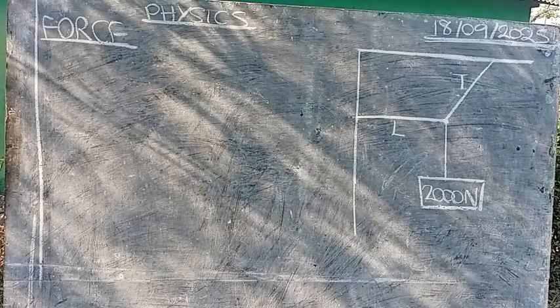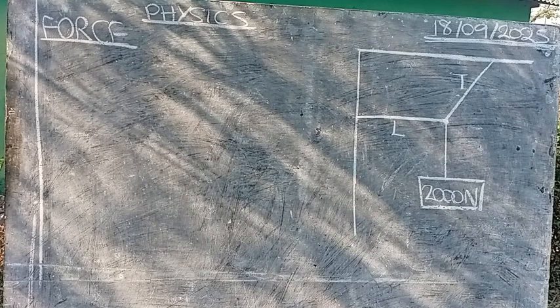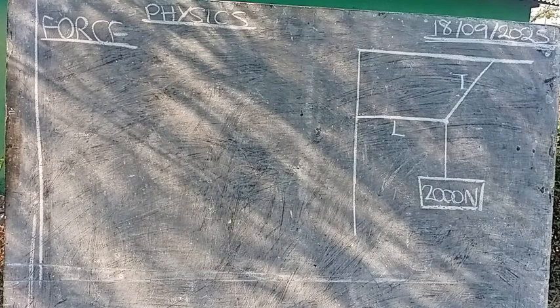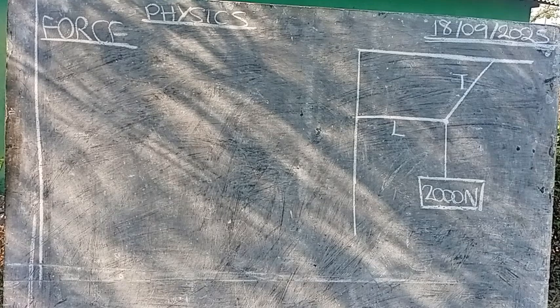Consider a beam of length L pivoted at one end and supporting a 2000 newtons object at the other end. Find the tension T in the supporting cable that runs upwards to the ceiling. Assume the weight of the beam to be negligible.